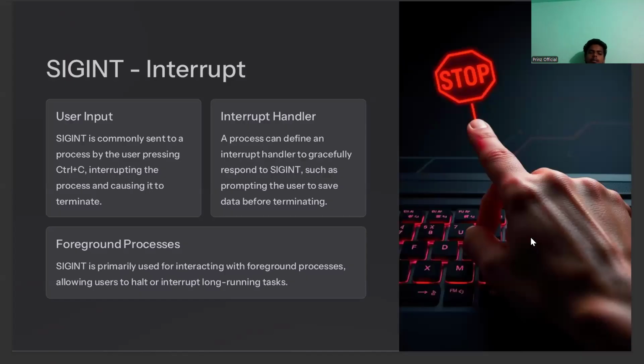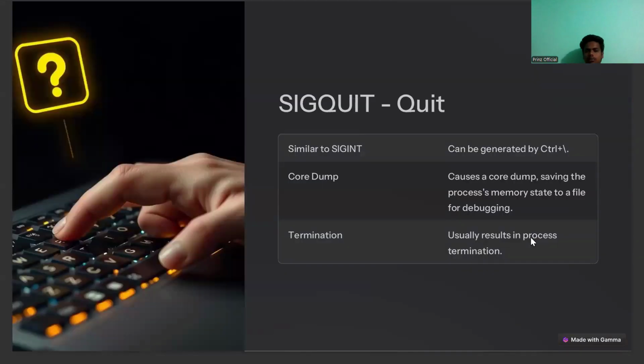SIGINT. User input. SIGINT is commonly sent to a process by the user pressing Ctrl plus C, interrupting the process and causing it to terminate. Interrupt handler. A process can define an interrupt handler to gracefully respond to SIGINT, such as prompting the user to save data before terminating. Foreground process. SIGINT is primarily used for interacting with foreground processes, allowing users to halt or interrupt long-running tasks.